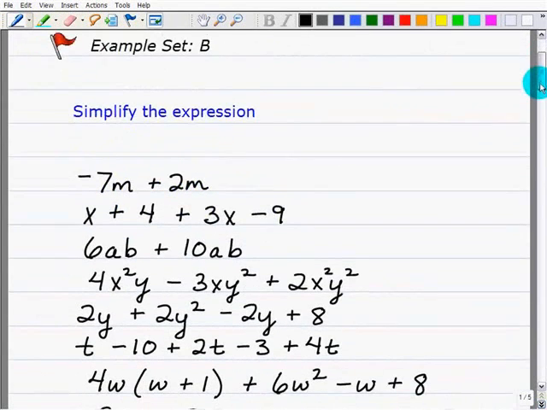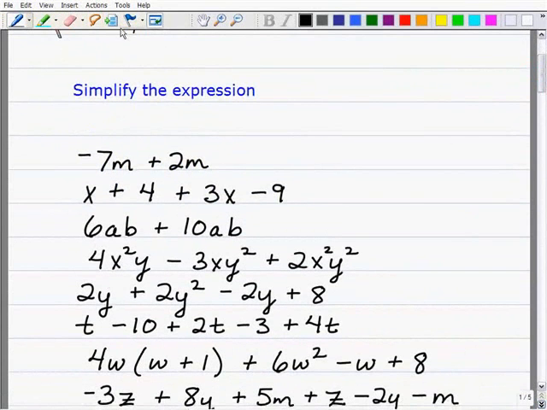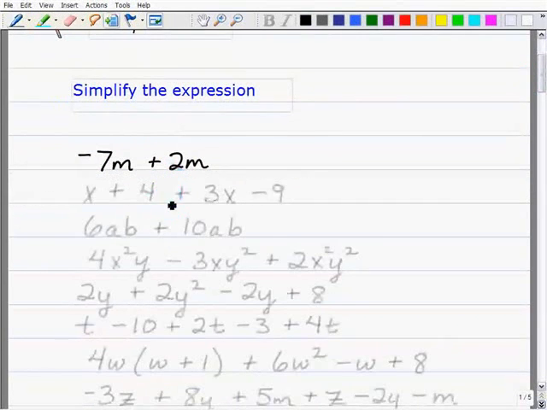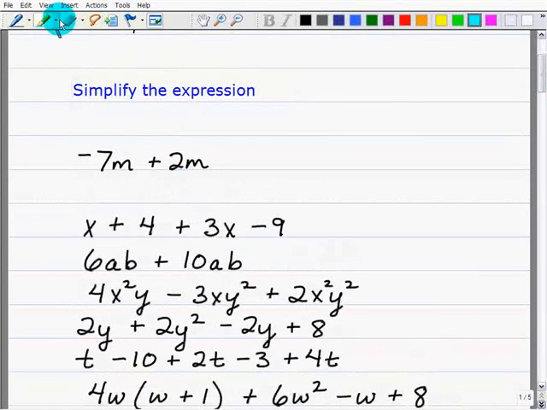So what we want to do is simplify these expressions. In other words, we want to make them as simple as possible. So we have an expression here, for example, negative 7m plus 2m. And the question is, is there a simpler way to write this? And in fact, there is, okay?